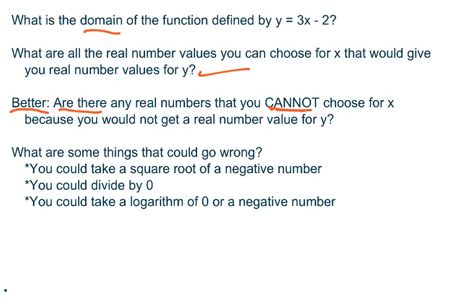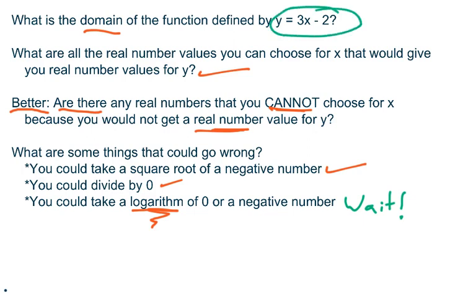You could take a square root of a negative number. Square roots of negative numbers are not real numbers, and we want to focus on real numbers. You could divide by 0. Division by 0 is undefined. Or, much later in the course, we'll talk about something called a logarithm, and it turns out that you're not allowed to take a logarithm of either 0 or a negative number. For the time being, let's not worry about that one. But later in the course, when we talk about logarithms, we'll come back to this idea of domain. So what about this equation in particular?